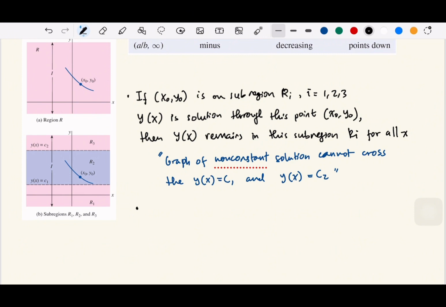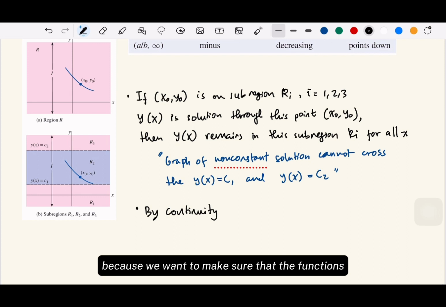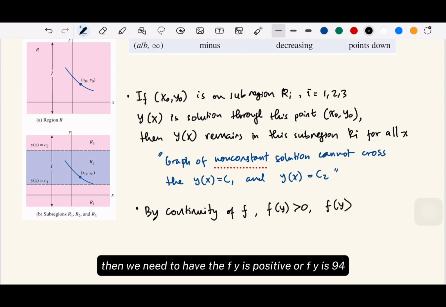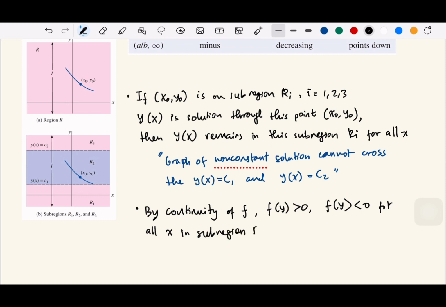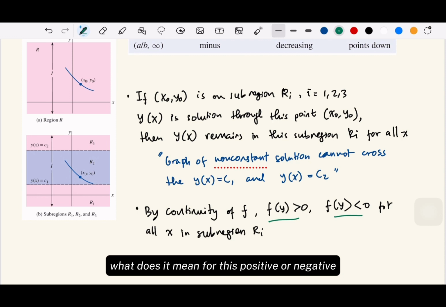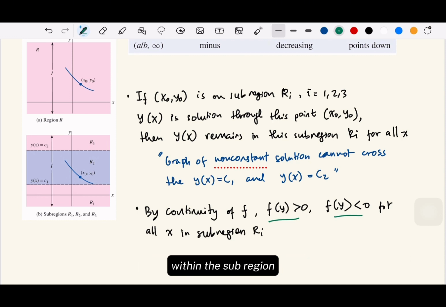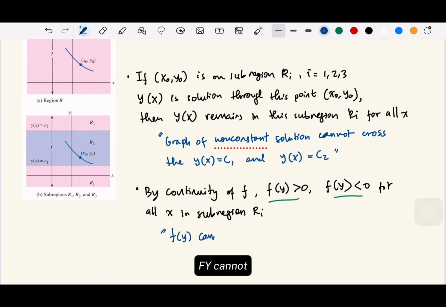And then by continuity, because we want to make sure that the function is continuous, we need to have f_y positive or f_y negative for all x in the subregion. So in other words, what does it mean for this to be positive or negative? It means that within the subregion, the slope of the curve cannot change signs. So if it's increasing, then it's increasing. If it's decreasing, it's decreasing. So we say here, f_y cannot change signs in the subregion.